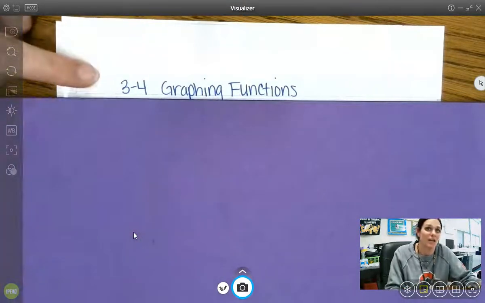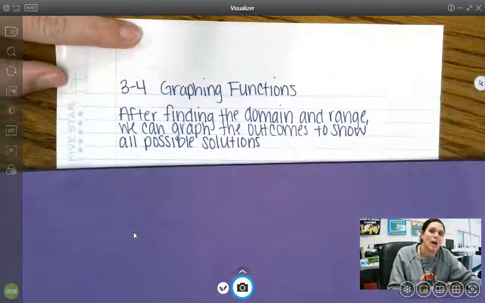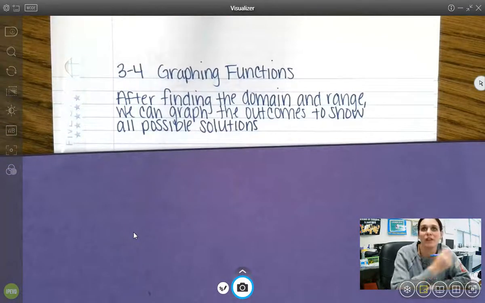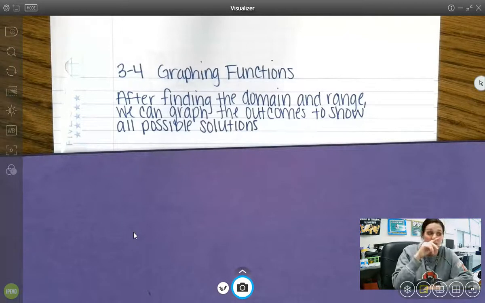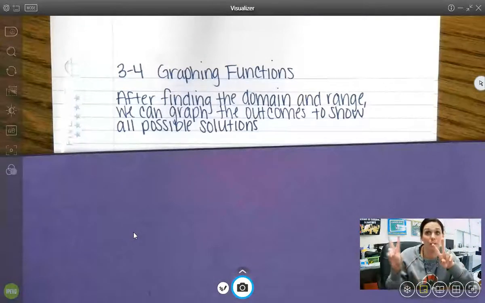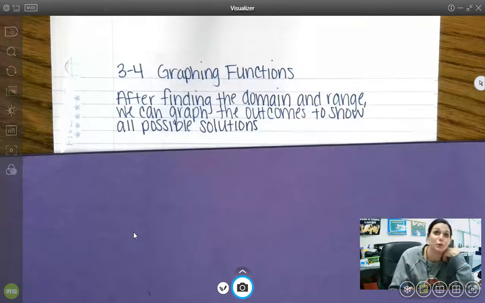All right, so we're going to go ahead and give ourselves the title of 3-4 Graphing Functions. And then we're going to write this statement of, after finding the domain and range, we can graph the outcomes to show all possible solutions. So now I gave you two pieces of graph paper in class to use. I'm going to use 2 sheets of regular paper and 2 sheets of graph paper for these notes. So you can go ahead and model it the same way if you choose.